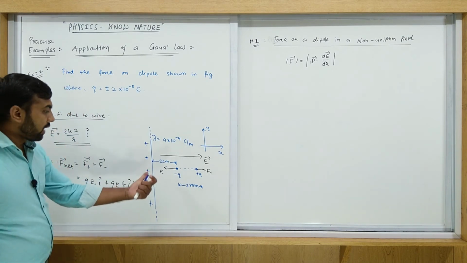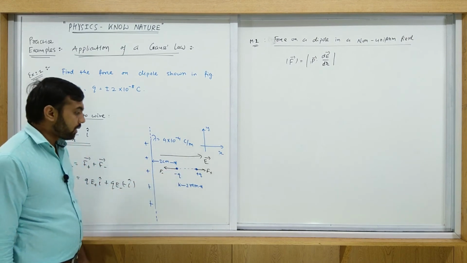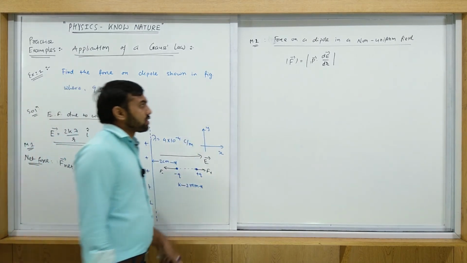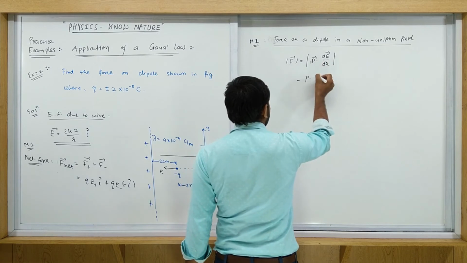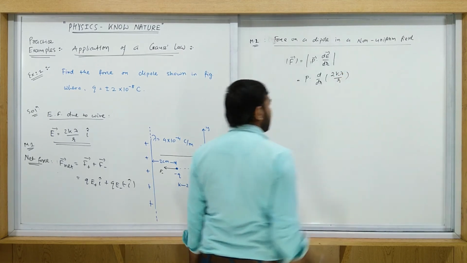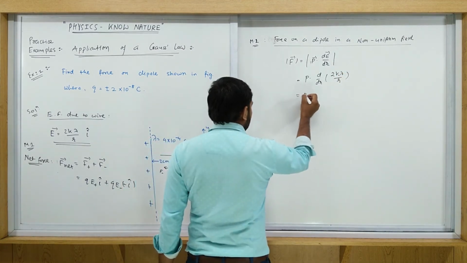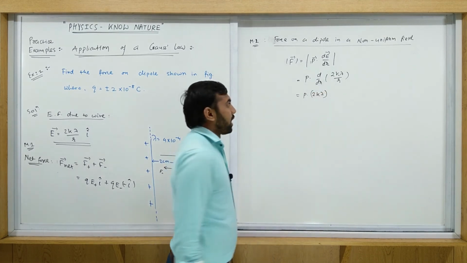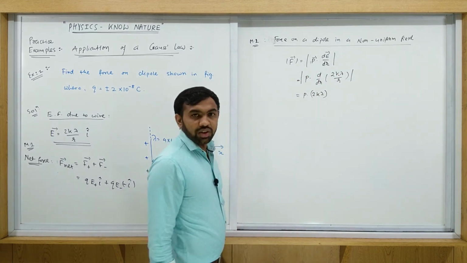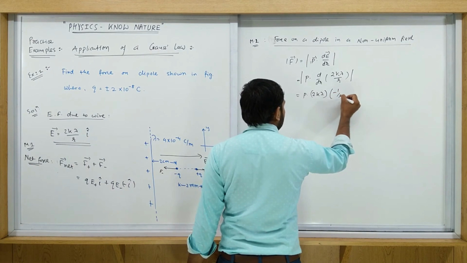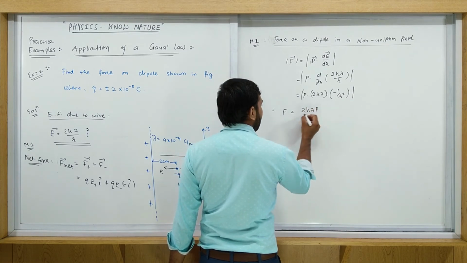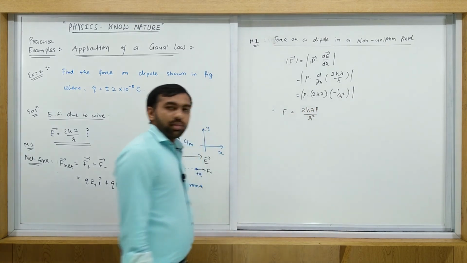Now P and E both have the same direction, so let's write down only the magnitude. We decide the direction after, but right now we put this. So P as it is, dE by dr. What is E? 2kλ upon r. 2kλ is constant, so P into 2kλ in magnitude. What is the differentiation of 1 upon r? That's minus 1 upon r square. Taking its magnitude, the force is equal to 2kλp upon r square.